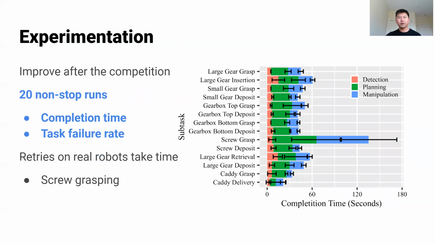After the competition, we kept improving our code base to make it more robust. Then we evaluated our system by having 29 full runs. We measure the completion time and the task failure rate. The time is broken down into detection, planning, and manipulation. Most of them are done under 60 seconds, but the screw grasping is special because the motion planning has to avoid the bin. Here, the robot has a higher number of retries, and the retries on a real robot take time.